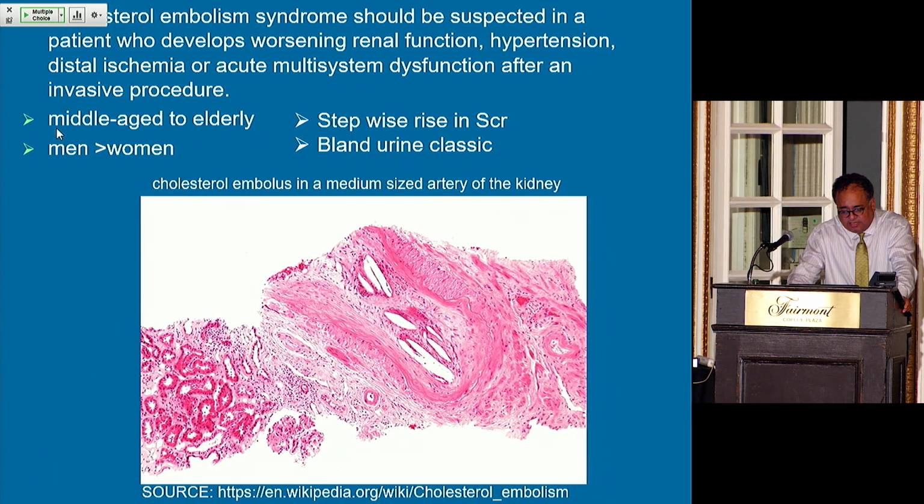You can see these occur in middle-aged to elderly people. They have more vascular disease, men more than women. You might see stepwise rise in the serum creatinine. And bland urine is usually classic, but you can see abnormalities in the urine. And this has been reported by some of my colleagues at the Mass General.